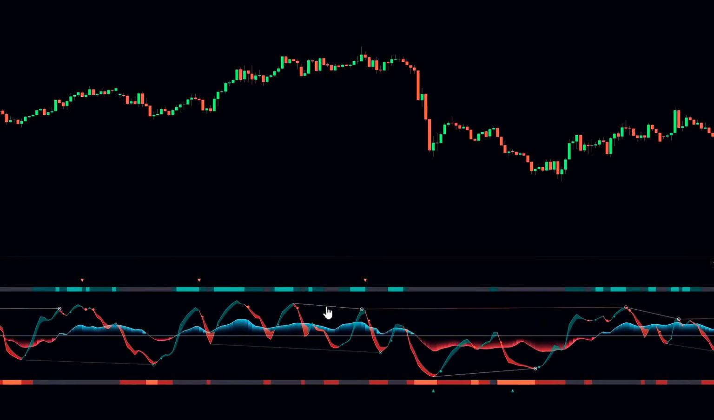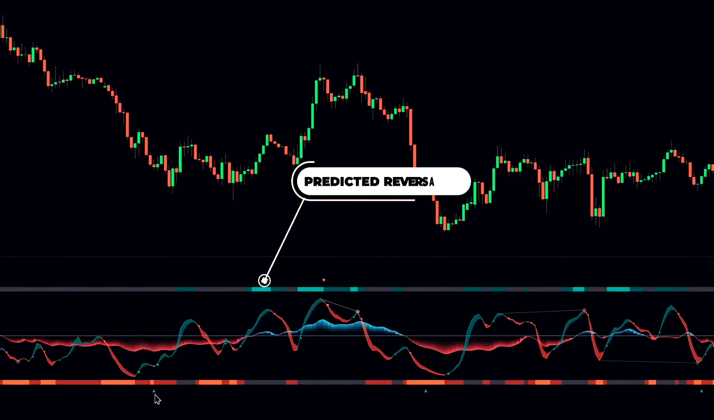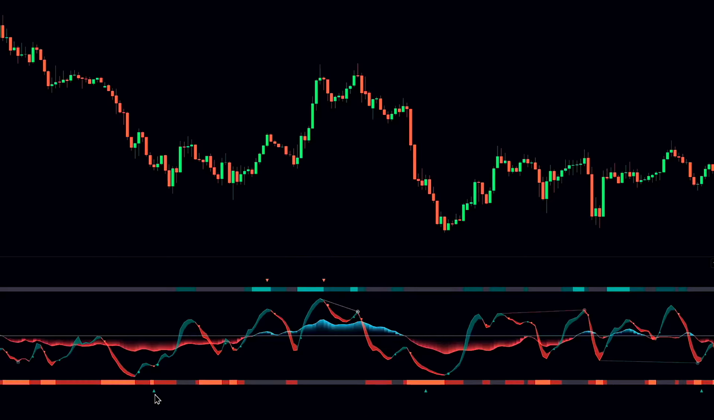Then you've got arrows at the oversold and overbought levels. Those are predicted reversal zones. In super overbought or oversold markets, these arrows spot potential pullbacks and mark trend changes. They're handy for setting take profit points.